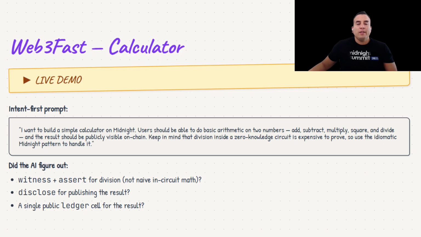Okay, let's start with the first example, the calculator, using Web3 Fast. In this slide, you can see a brief summary of what we are going to do. Okay, let's switch to the terminal.